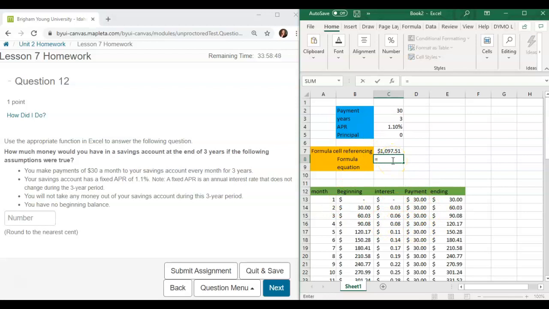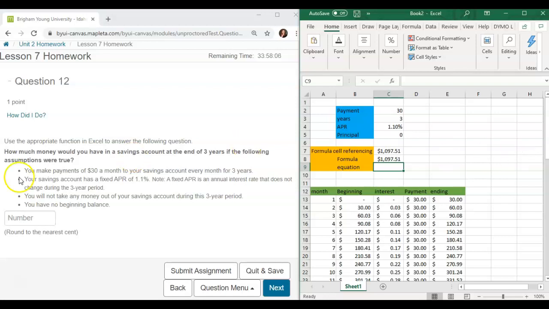The other way of doing it is, again, still doing future value, but just typing in the numbers instead. So for the rate, I need to type in 1.1%, but I can't just type in the percent, so I have to change it back to the decimal. Moving the decimal over 2 to the left gives me 0.011. Then divide this by 12, comma. Number of periods is 12 months times 3 years. The payment, again, is -30, and the present value is 0, and either way I will still end up with the final value.